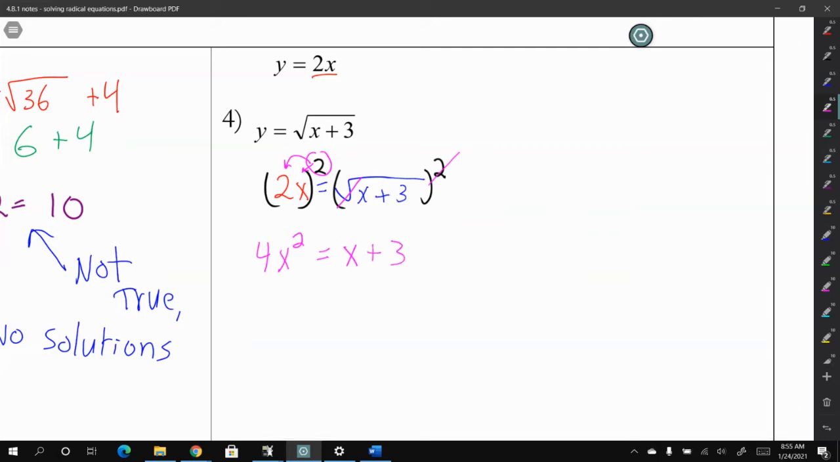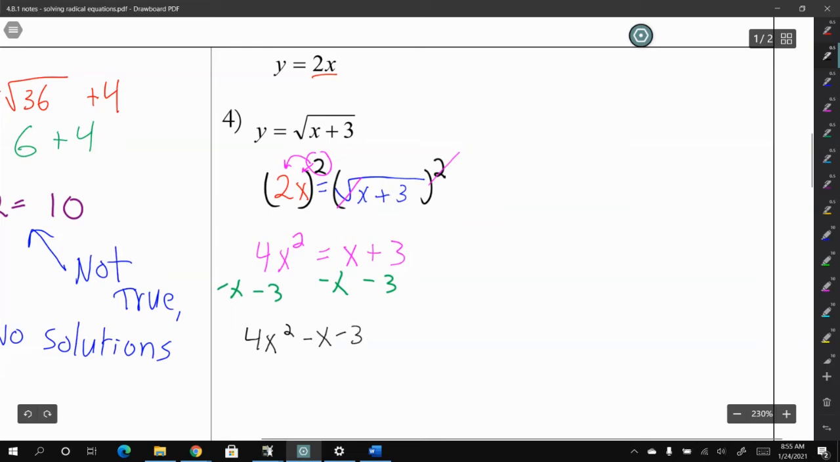Okay, so now we have a quadratic function. 4x squared equals x plus 3. So we have to use our methods of solving quadratics. We're going to have to factor this. So I'm going to subtract x and 3 from both sides. And you're left with 4x squared minus x minus 3 equals 0.